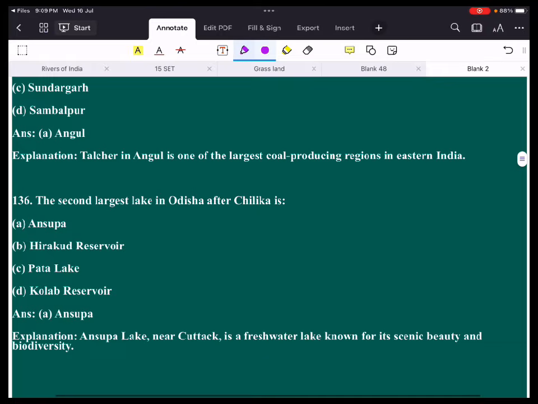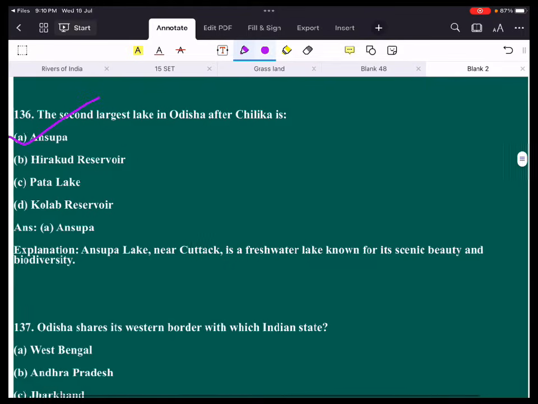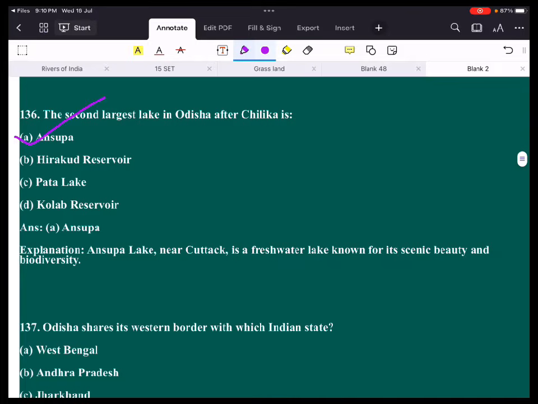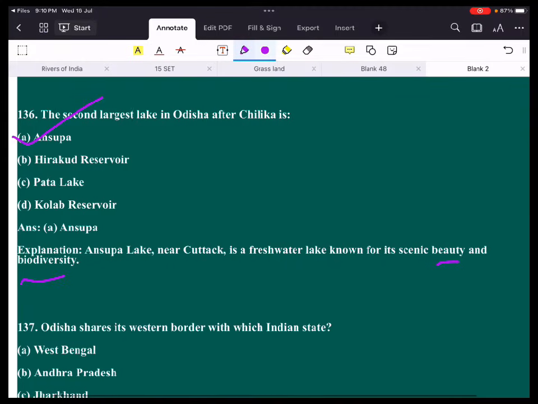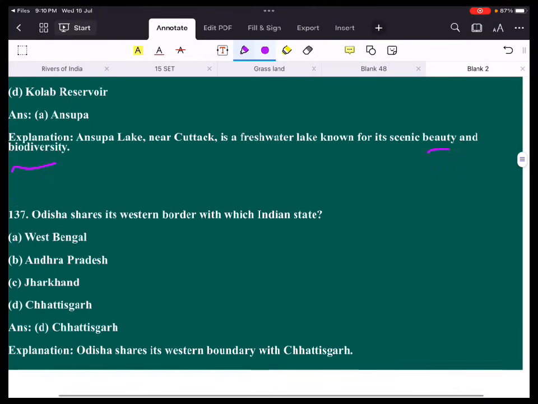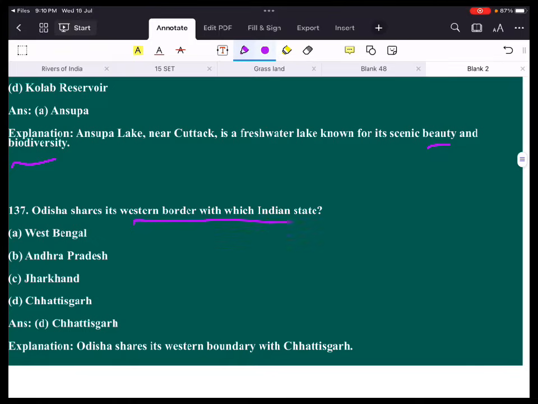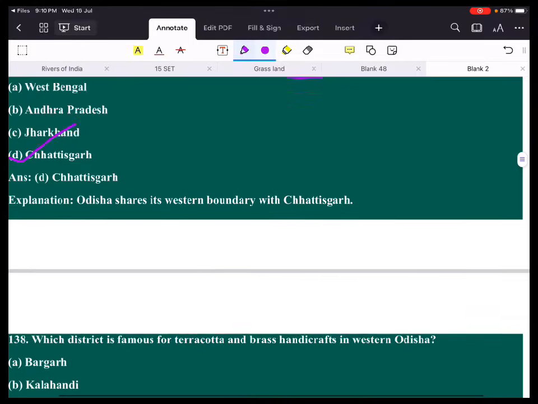The second largest lake in Odisha after Chilika is Ansupa, option A. Ansupa Lake near Cuttack is a freshwater lake known for its scenic beauty and biodiversity. Odisha shares its western border with which Indian state? That is Chhattisgarh. Option D is the correct answer.